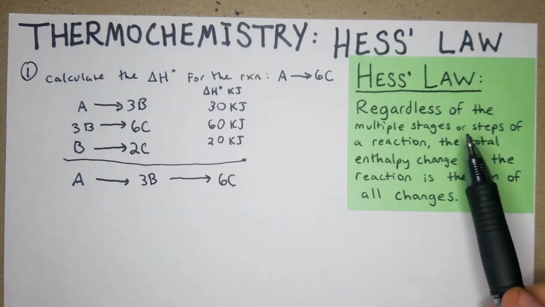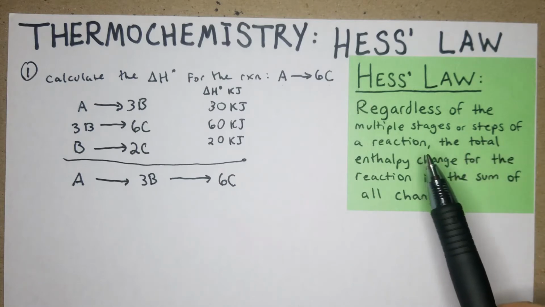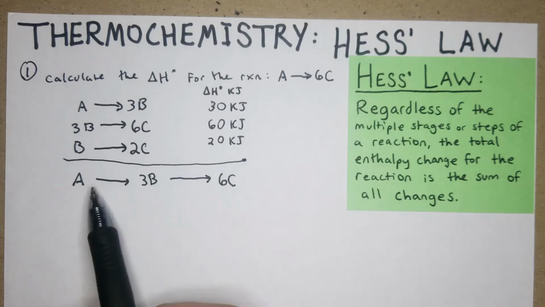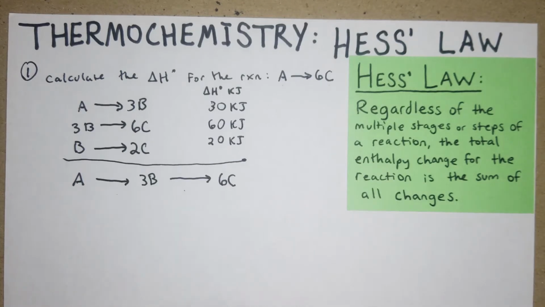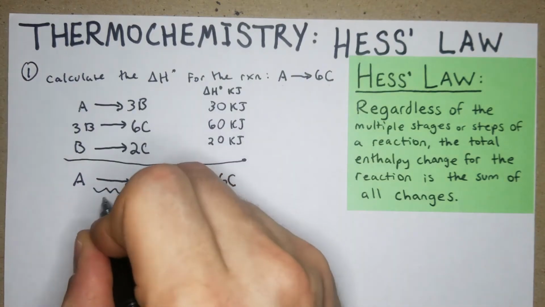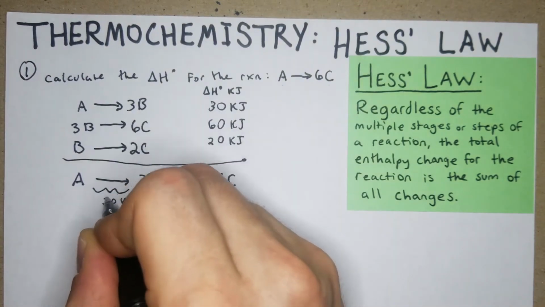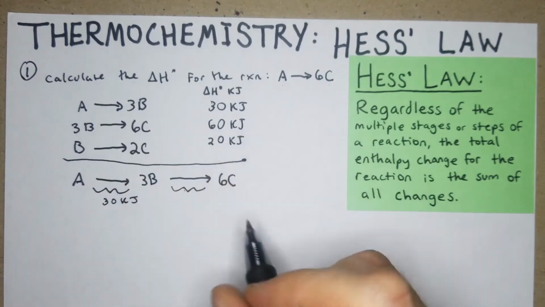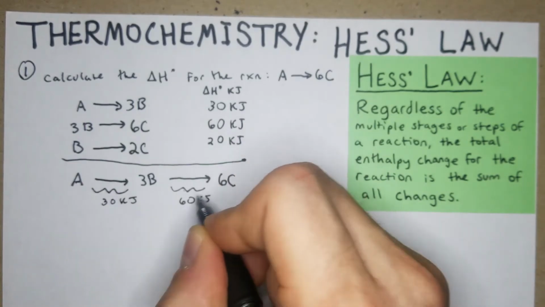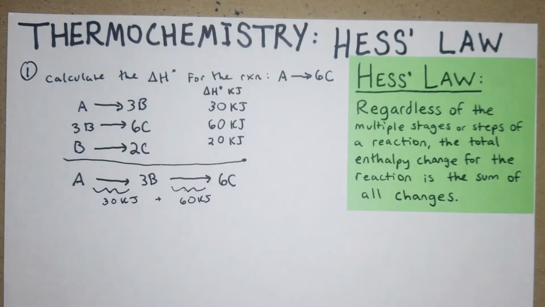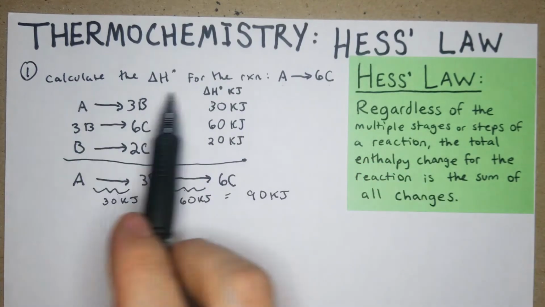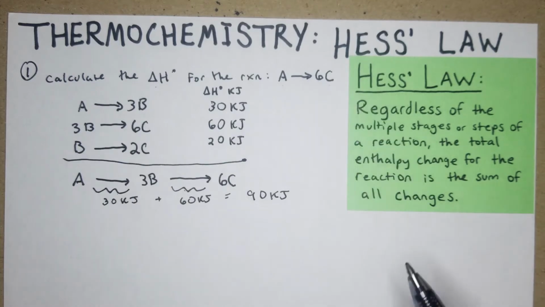Right here, so we'll just review this. Regardless of the multiple stages or steps of a reaction, the total enthalpy change for the reaction is the sum of all changes. So the sum of this change and this change, essentially. So what we have here, we know is 30 kilojoules. And here, when we go from 3B to 6C, we have 60 kilojoules. So we're just simply going to add them. 90 kilojoules, and we've just calculated the delta H for A yields 6C.